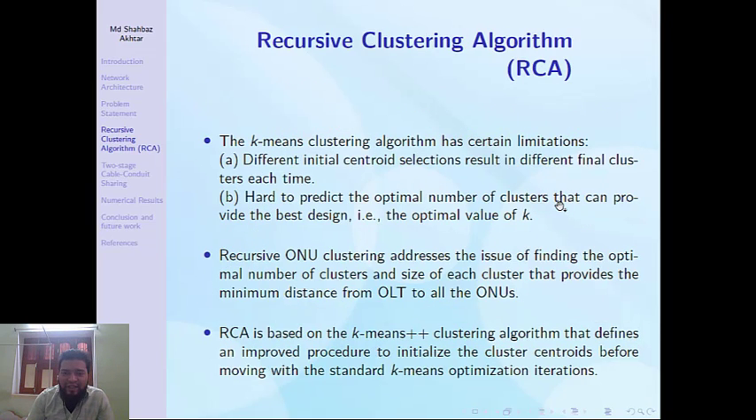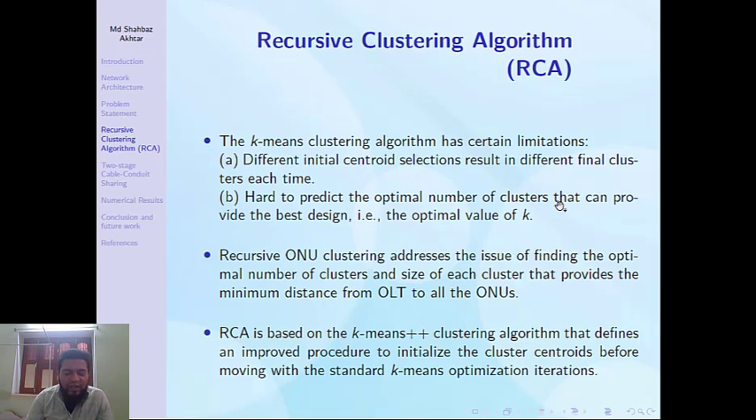This is the recursive clustering algorithm. The popular algorithm used in earlier deployments is the K-means clustering algorithm, but it has certain drawbacks, because in K-means we cannot decide the optimal value of K for which the design is perfect. So it is hard to decide the optimal number of clusters that will provide the best design.